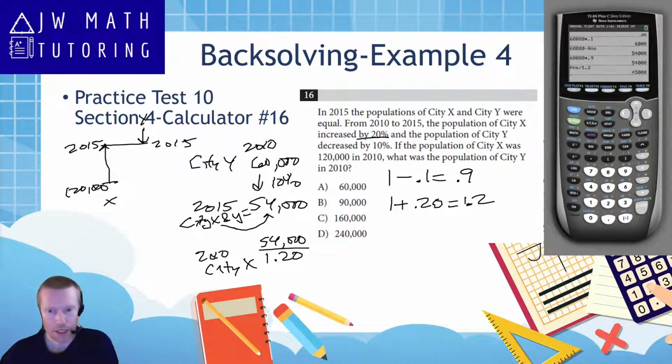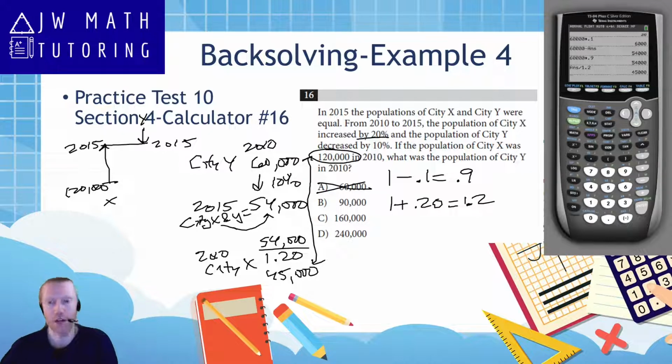you get that city X's 2010 population would be 45,000. However, that does not match what they tell us in the problem, which is right here: city X's population was 120,000. So that's what allows you to determine that this answer is wrong, because the 45,000 does not equal the given amount of 120,000.